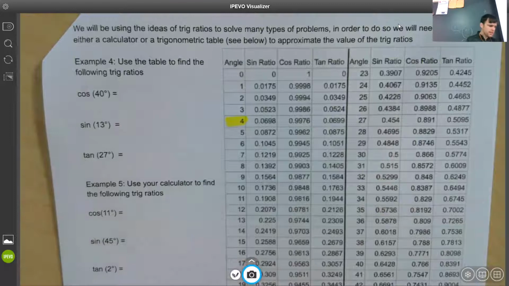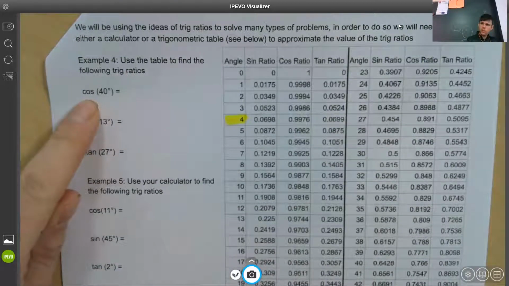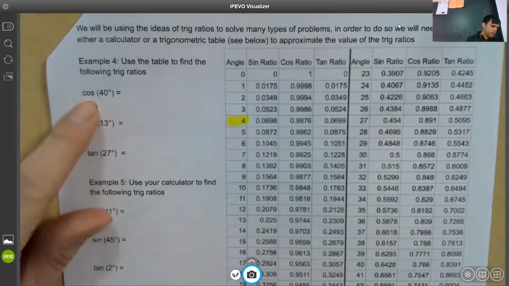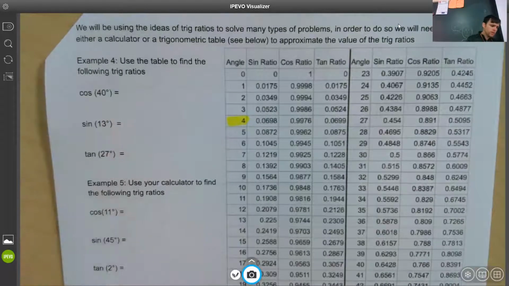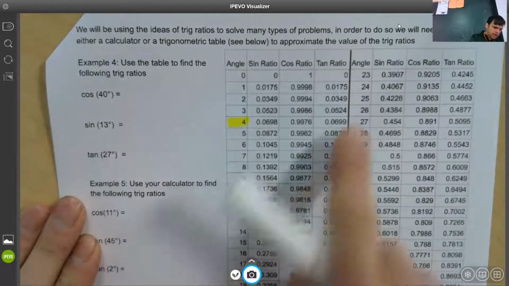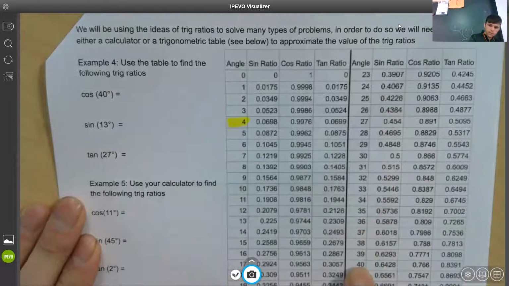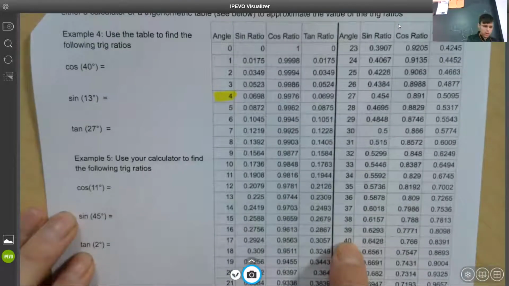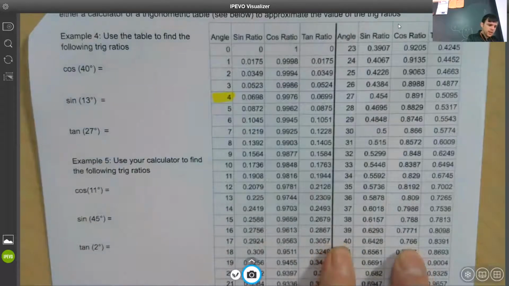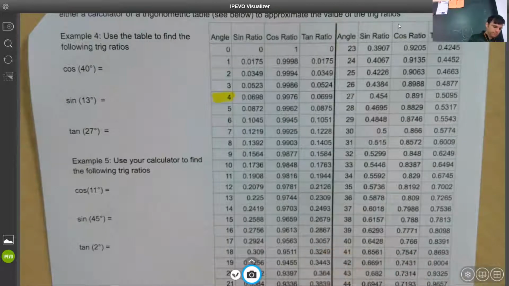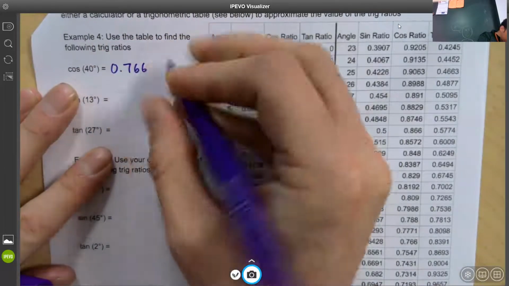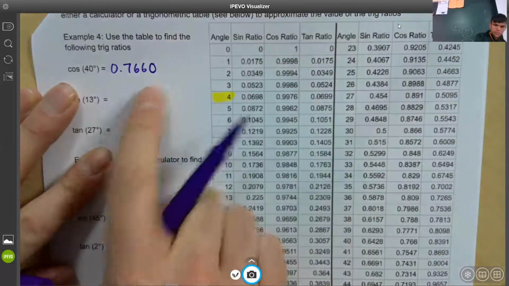Anyway, let's go ahead and take a look at these. I'm going to go through this first one, and then I'll give you a second to try the other ones real quick. So the cosine of 40 degrees. We want to find a 40 degree angle here. We go through, okay, 40 degree angle is right here. The cosine ratio, that's our second one. The decimal approximation to 4 decimal places, because that's what our table is, is 0.766. Now, technically, for 4 decimal places, there would be a 0 there.